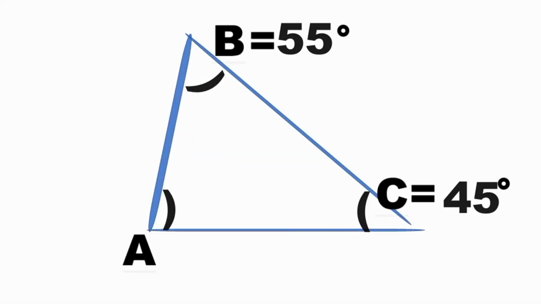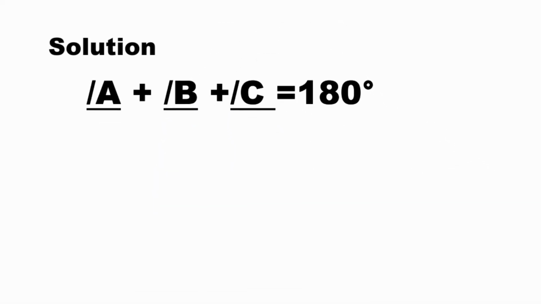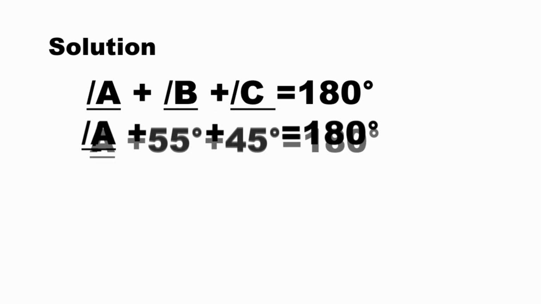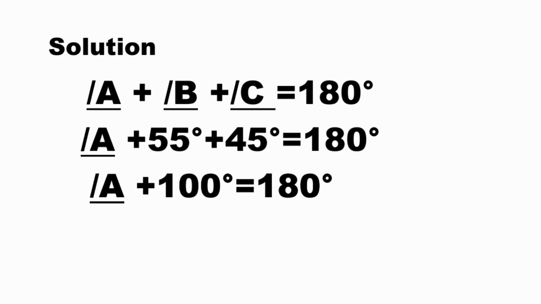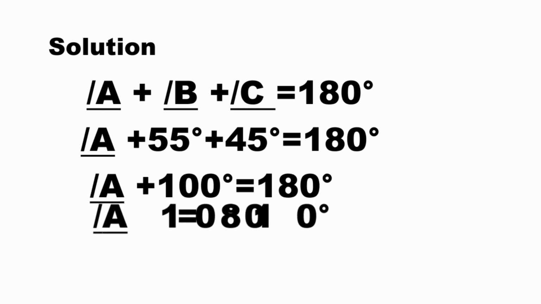In a triangle, the total measure of the angles is 180 degrees. So angle A plus angle B plus angle C is equal to 180 degrees. We know that angle B is 55 and angle C is 45, so angle A plus 55 plus 45 equals 180. 55 plus 45 is 100, so angle A plus 100 equals 180.